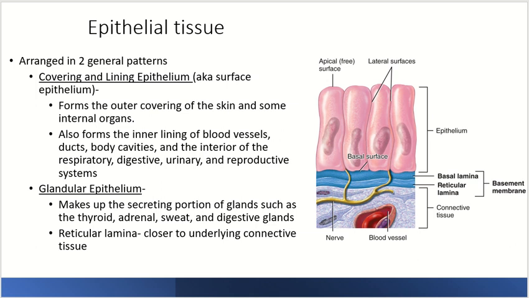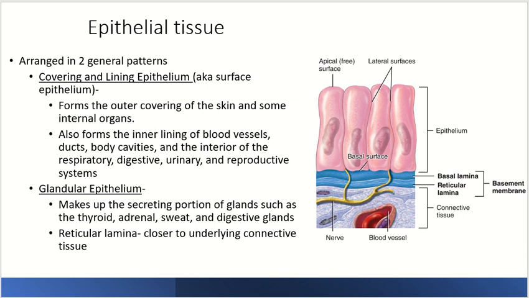We're going to have the covering and lining epithelium. This is going to be the surface epithelium, and this is going to form the outer covering of the skin, as well as some of those internal organs. This is also going to form the inner lining of blood vessels, as well as various ducts, body cavities, as well as the interior of the respiratory, digestive, urinary, and reproductive systems. It is important to remember that all of these systems are technically open to the outside world, and that is why they're going to have a layer of covering and lining epithelium on that outer surface there.